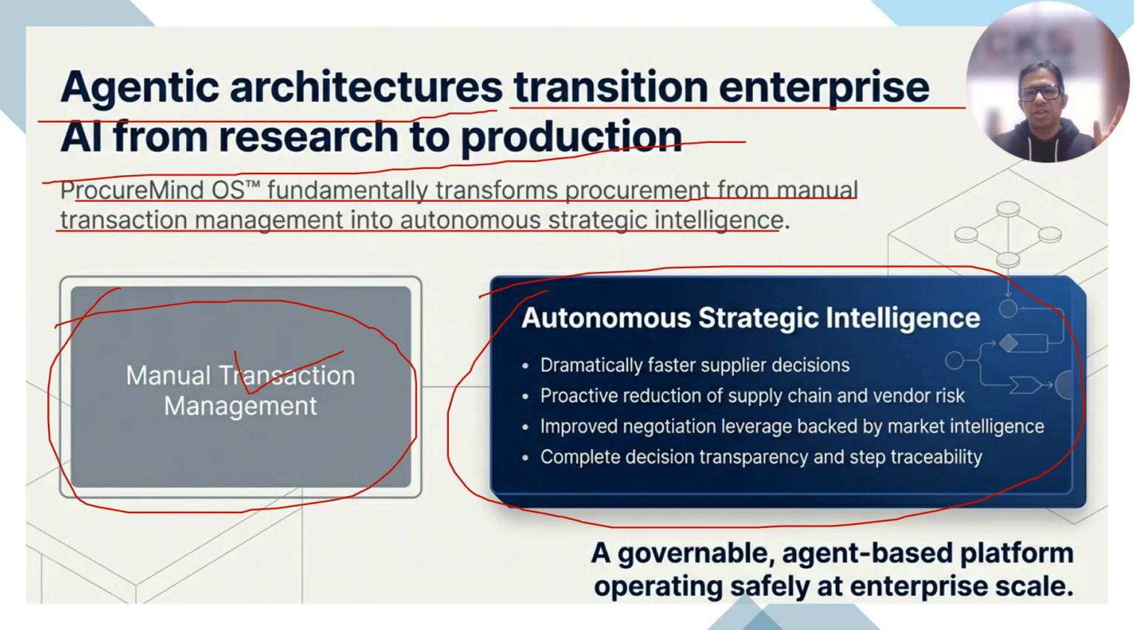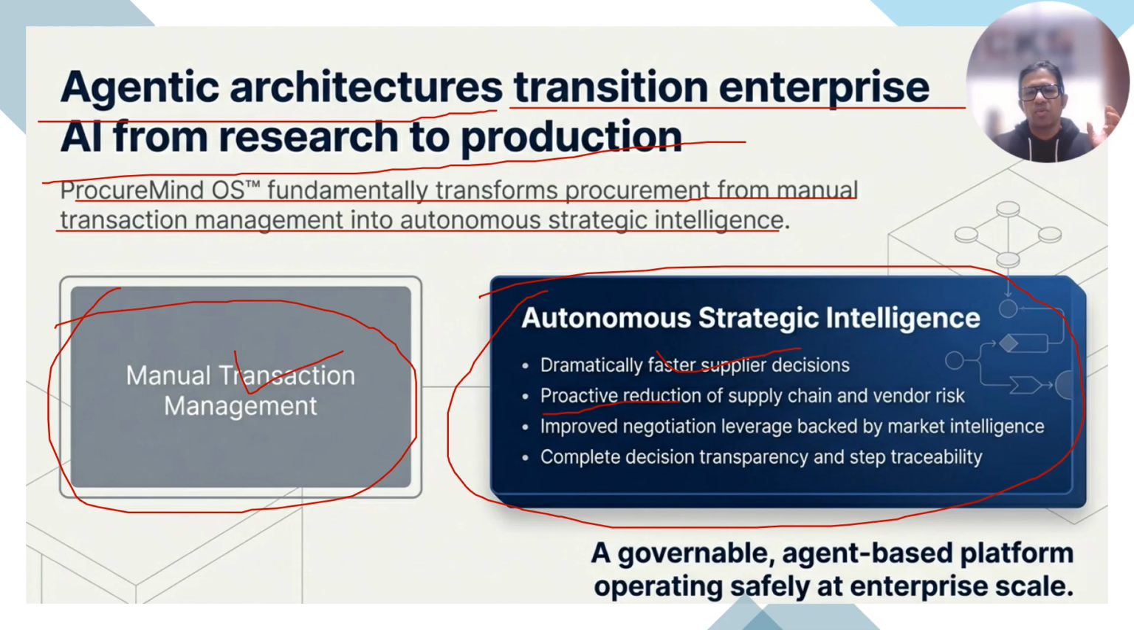Faster supplier decisions. See this one, first one. Dramatically faster supplier decisions because agents do sourcing, risk checks, pricing, benchmarks, and clause scanning in parallel instead of humans doing it sequentially. Like weeks into days into hours. This is where cycle time collapses.